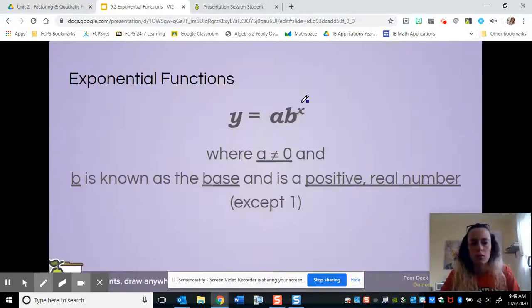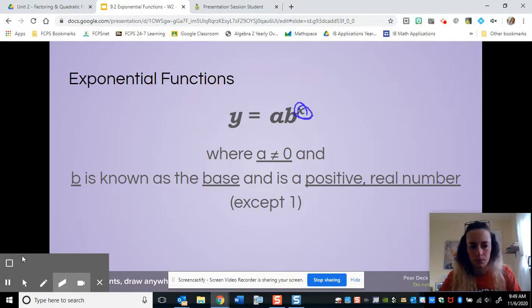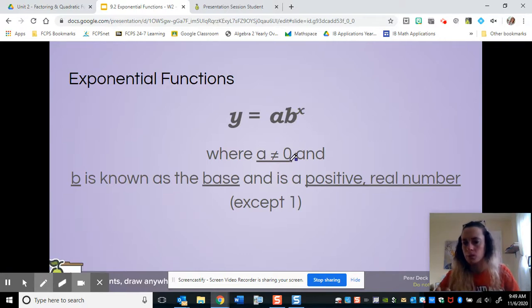All right, so an exponential function has to have your variable in the exponent. That's what makes it an exponential function, that your variable x, in this case, is within the exponent. Also, to note that a, the value up front, can't be 0, which makes sense because then you just have y equals 0. Your b is known as the base, and it has to be a positive real number.